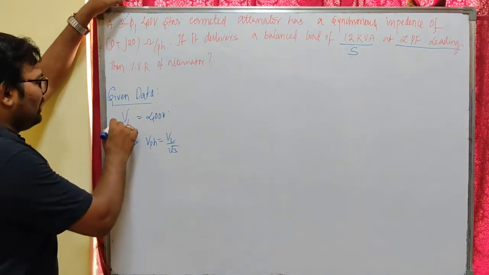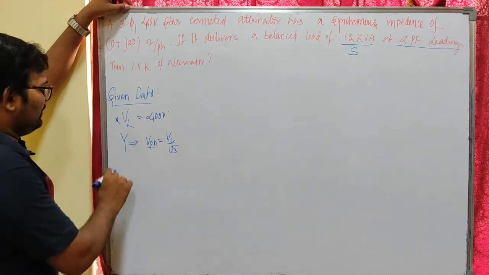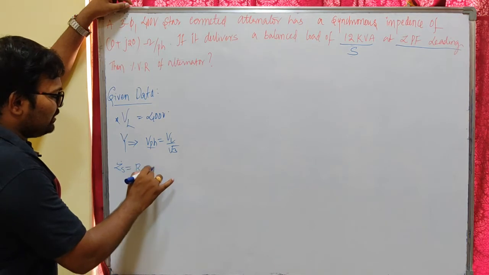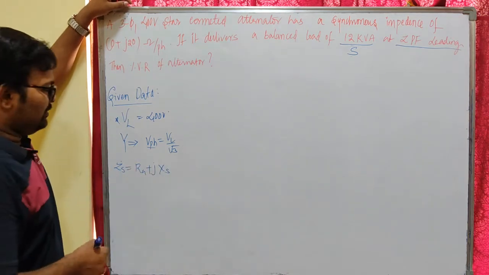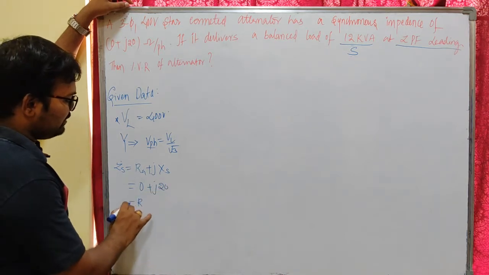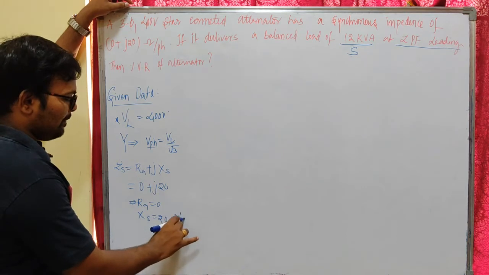Okay, the given quantities are in line values, so we should convert them into phase. It has a synchronous impedance, Zs, which is the sum of armature resistance plus synchronous reactance. Here it is given as 0 plus j20 ohm per phase, that means Ra is 0 and Xs is 20 ohm per phase.